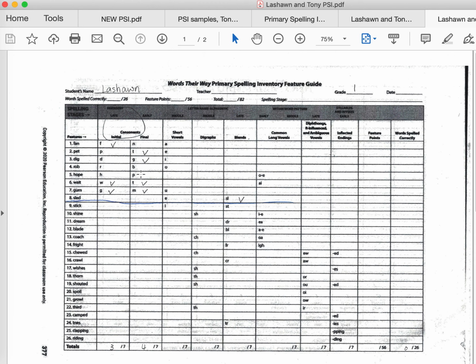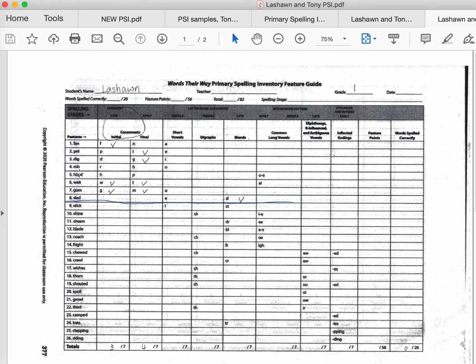The second word is pat. Lachon wrote B-T. We see that he did not correctly represent the initial consonant B. He did write the correct final consonant T, and he did not include the short vowel E. So the teacher recorded a check mark on the feature guide beside T, but not by P or E.